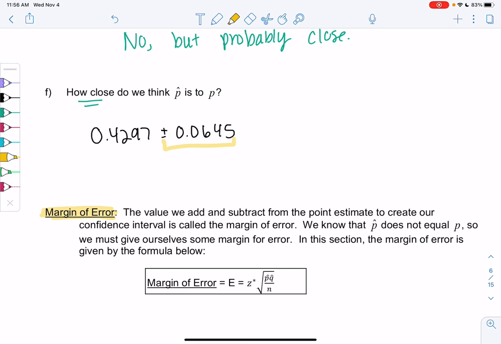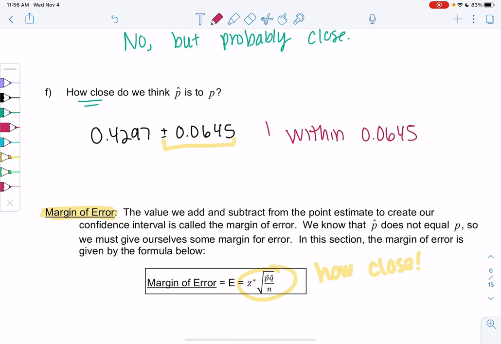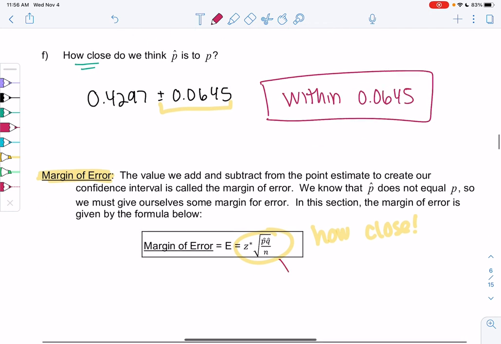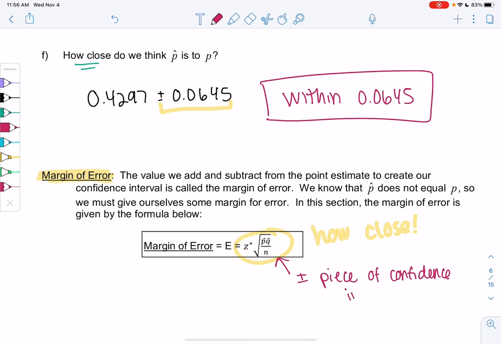So we know that p hat does not equal p, so we have to give ourselves some margin of error. The margin of error is given by the formula below. And this is the plus or minus piece of the formula. And this is telling us how close. So how close do we think we are? We think we're within 0.0645. So you really don't need the formula for margin of error because you're almost always creating a confidence interval anyway. So it's just the plus or minus piece of the confidence interval. So no need to actually calculate this, right? We already calculated it. But we have finally answered that question of how close we think we are to the true value.